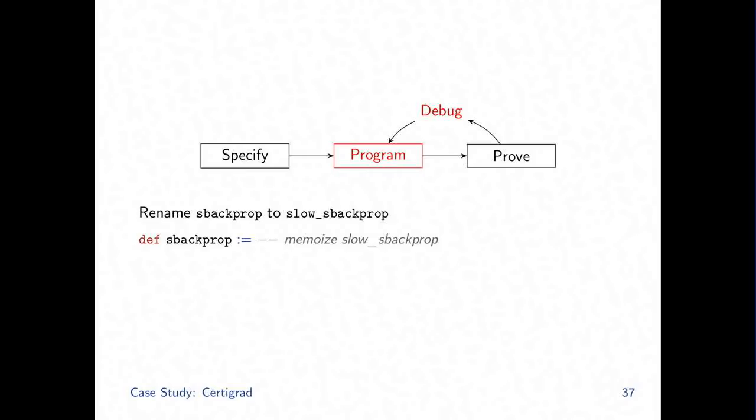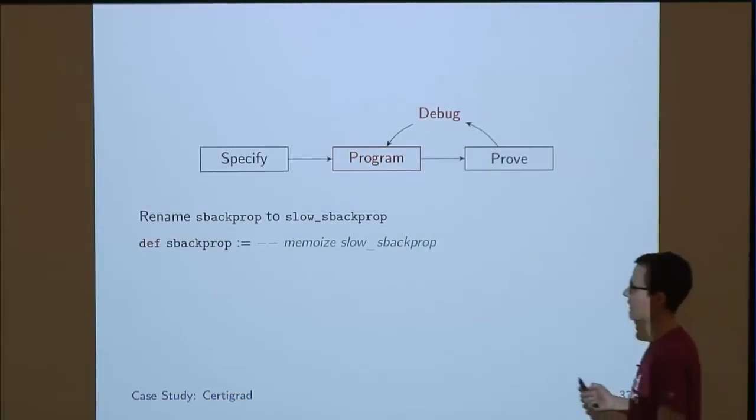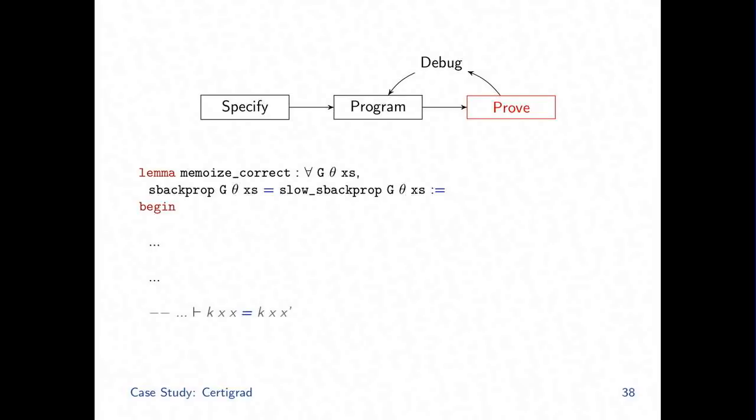So we go back and debug our program, and we rename the backprop that we wrote to slow S backprop. And then we manually, eagerly implement S backprop by memoizing the slow version. And now we only need to prove that S backprop is the same as the slow S backprop. We don't have to reprove the original theorem again.